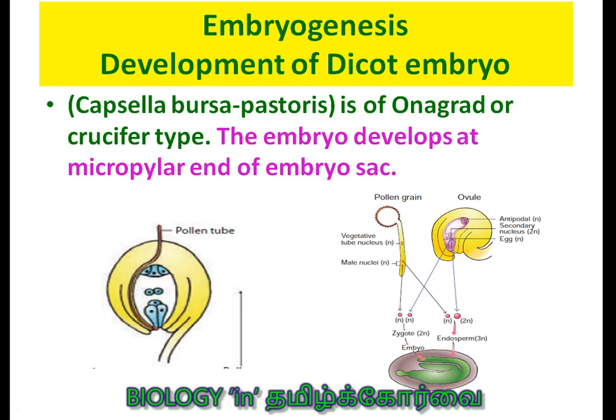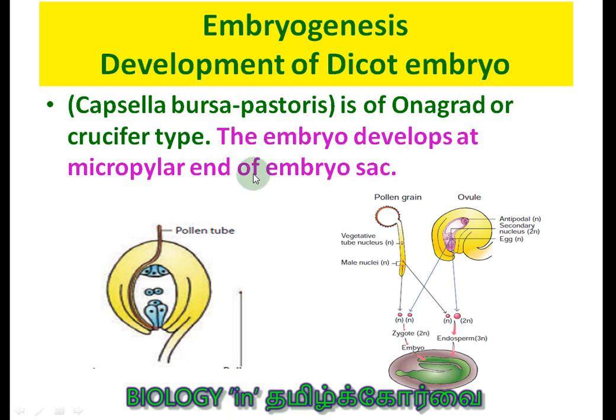Embryogenesis, development of dicot embryo. We are going to study this with respect to Capsella bursa pastoris. In English, the common name is shepherd's purse. It is of onagrad or crucifer type of embryonic development.